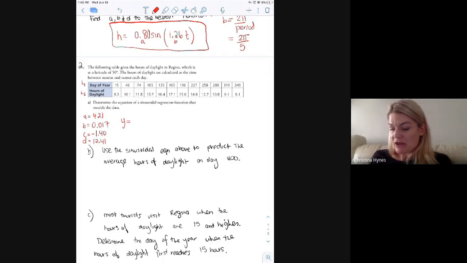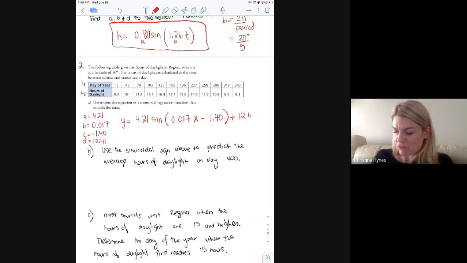There you go. Okay, so once you have your A, B, C, D values, you need to write it as A first. So 4.21. Then you put the sine, then brackets, B, which is 0.017, X minus 1.40, bracket, and then plus 12.41. So make sure the sign is what follows. The sign has to match what numbers you see in A, B, C, and D.